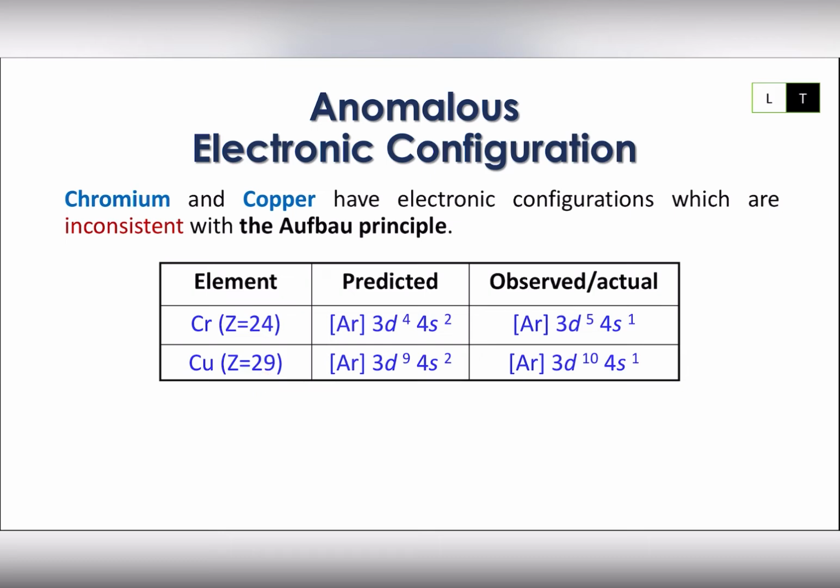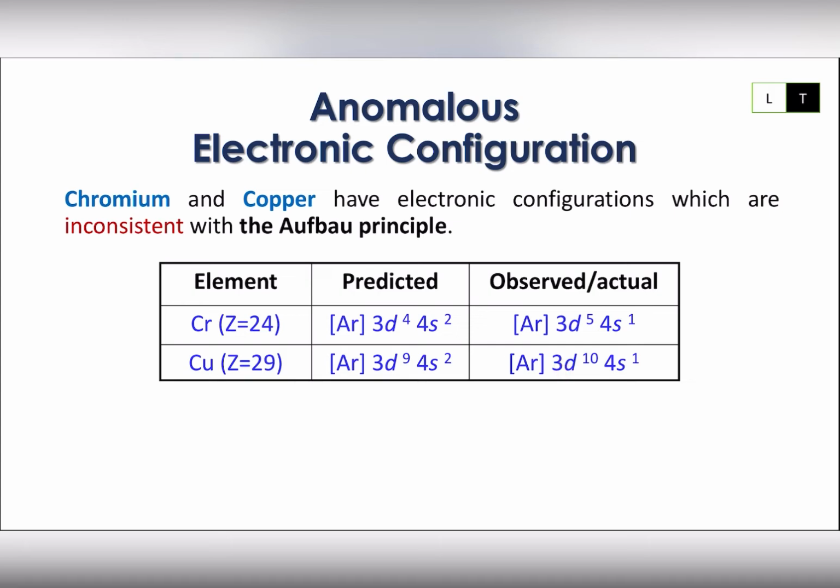Next, we have copper with 29 electrons. So as predicted, it will be [Ar] 4s2 3d9. But actually, the real electronic configuration for copper will be [Ar] 4s1 3d10, where we take one electron from 4s orbital, fill in into 3d orbital to make it as 10 electrons.